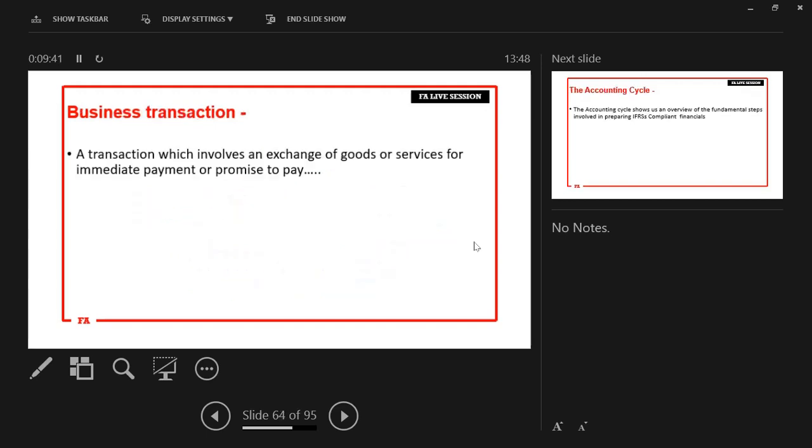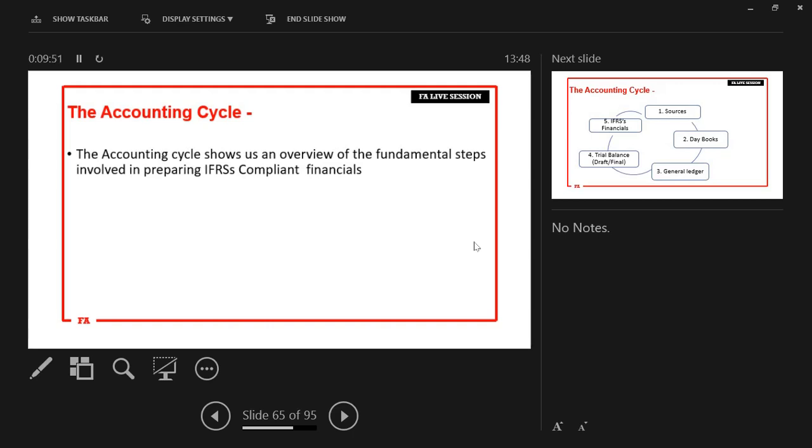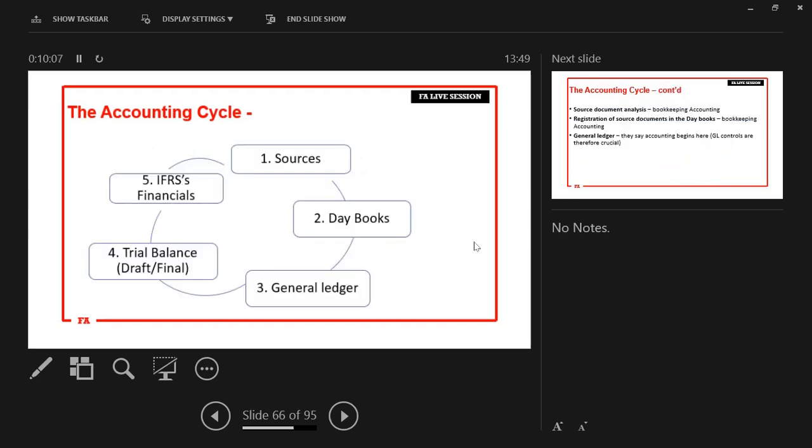I want now to again remind us, a business transaction is a transaction which involves an exchange of what? Goods or services. And I think looking at the accounting cycle shows us an overview of the fundamental steps involved in preparing what? Financial statements. Okay? Financial statements. I was trying to use some strong language there. Okay, so again, you can look at this from that point of view.